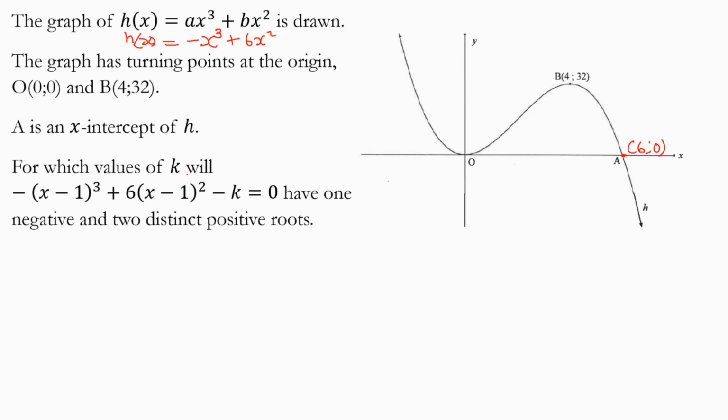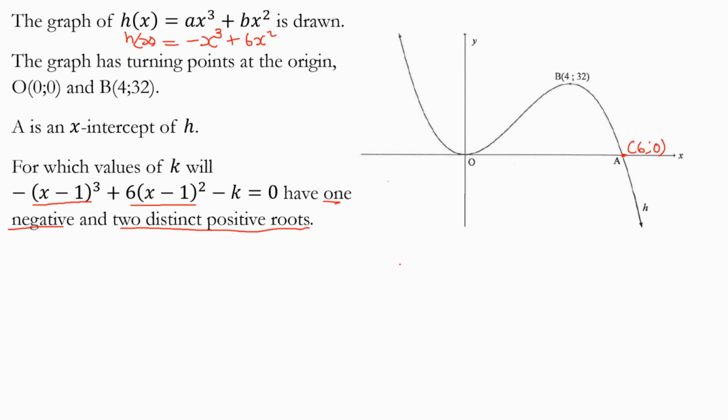Right, for which values of k will negative (x minus 1) cubed plus 6(x minus 1) squared minus k is equal to 0 have one negative and two distinct positive roots? I want us to discuss just this concept. It is a very, very common question, so let's discuss it before we answer our question.